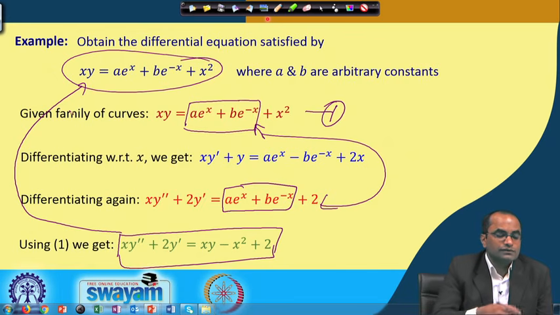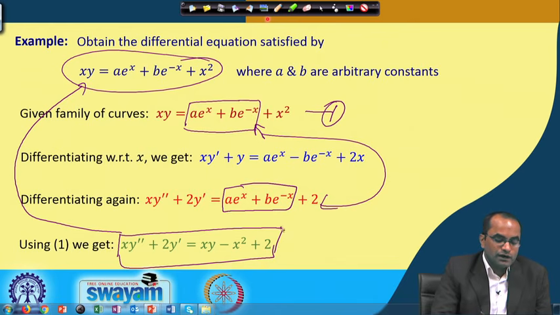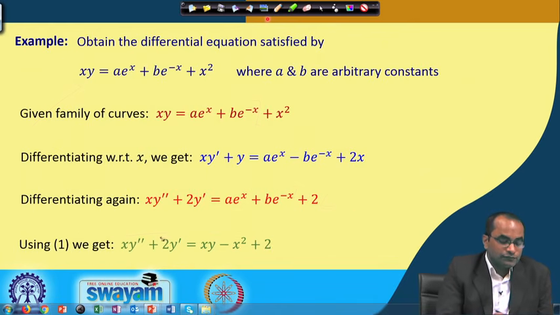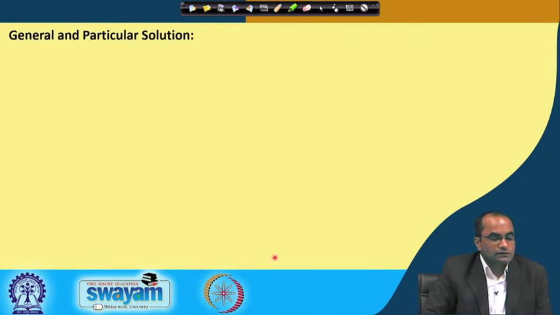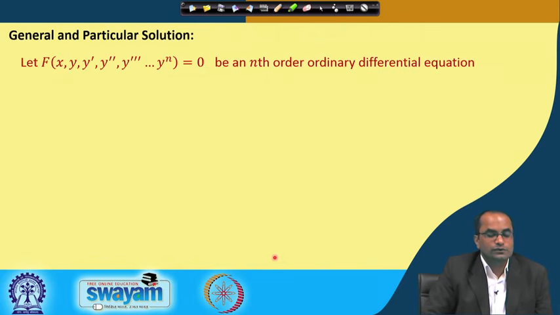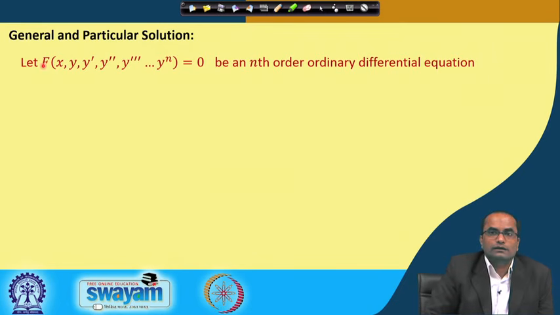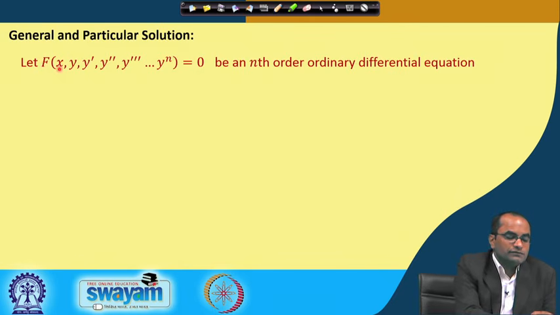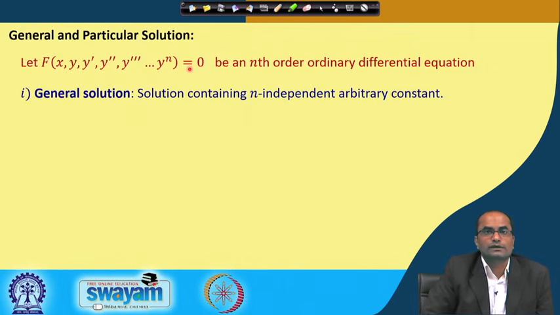So, that is how the formation of differential equations from a given family of curves works, and in the upcoming lectures we will see how to find this family of curves from the given differential equation. So, we have the other concept of the general and the particular solution. So, this is the nth order differential equation. Here we have this nth order derivatives and other lower order derivatives, also the dependent variable and independent variable x and y.